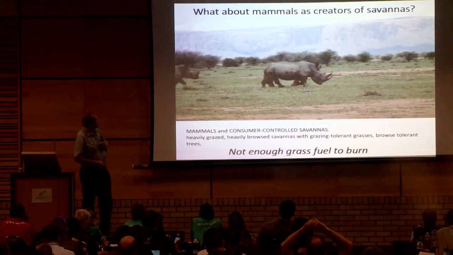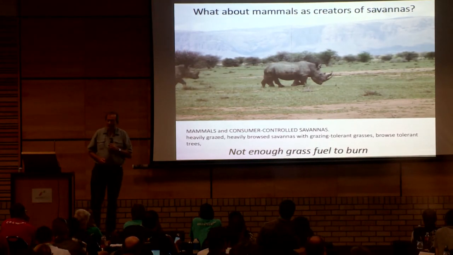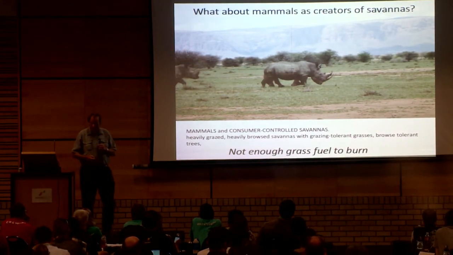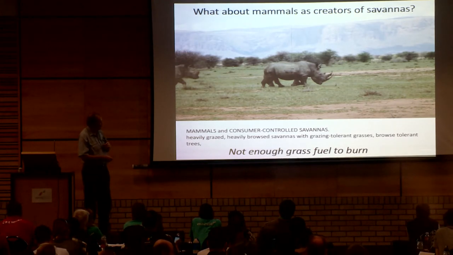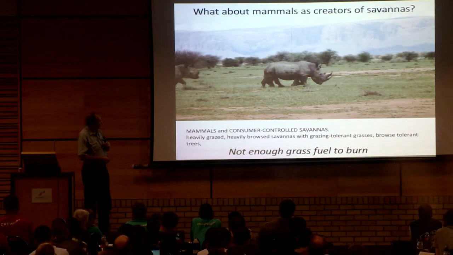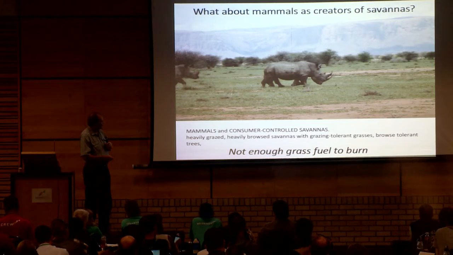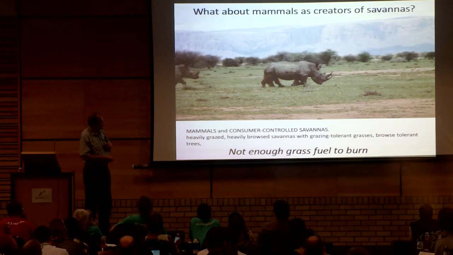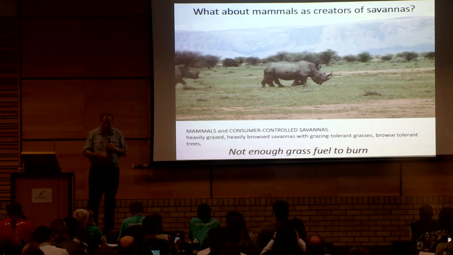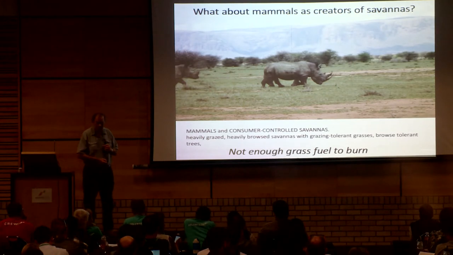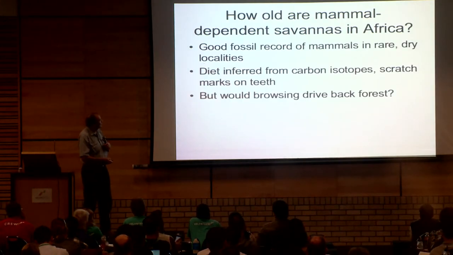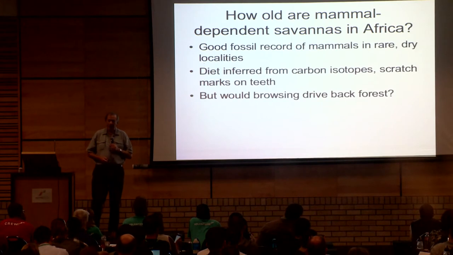What about mammals as creators of savannas? Not all savannas burn, and lots of mammals go and graze heavily, and they also create savannas and maintain savannas. They graze the grasses very heavily, they browse the trees very heavily, and these grasses end up with too little fuel. There's just simply not enough grass fuel to burn. So these are mammal savannas. And how old are these? How old are the mammal-dependent savannas?